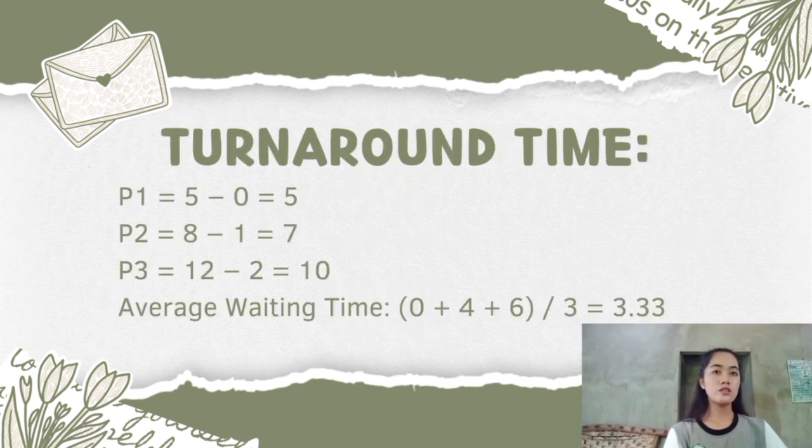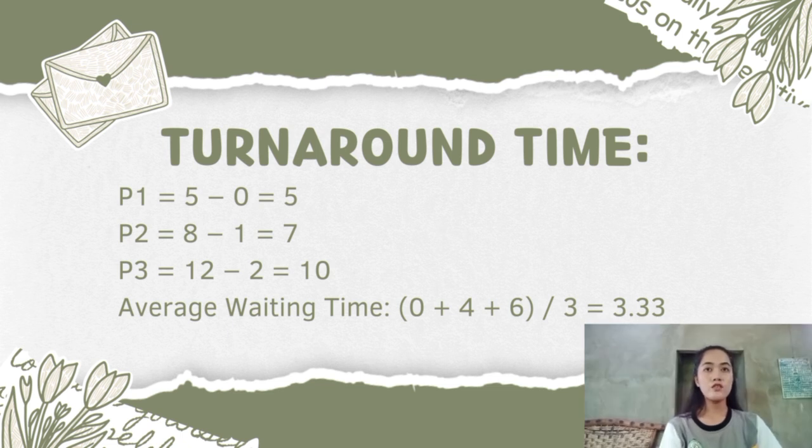Next is the turnaround time. P1 turnaround time is 5 minus 0, which equals 5. For P2, it is 8 minus 1, which equals 7. For P3, it is 12 minus 2, which equals 10. If we compute the average waiting time, we add all waiting times and divide by the number of processes. 0 plus 4 plus 6, divided by 3, gives an average waiting time of 3.33 units.